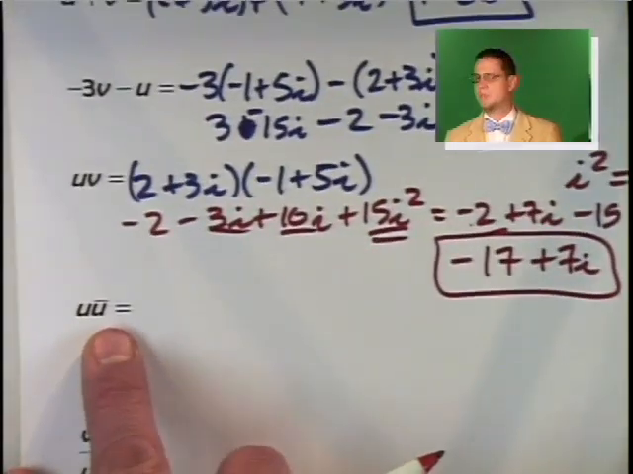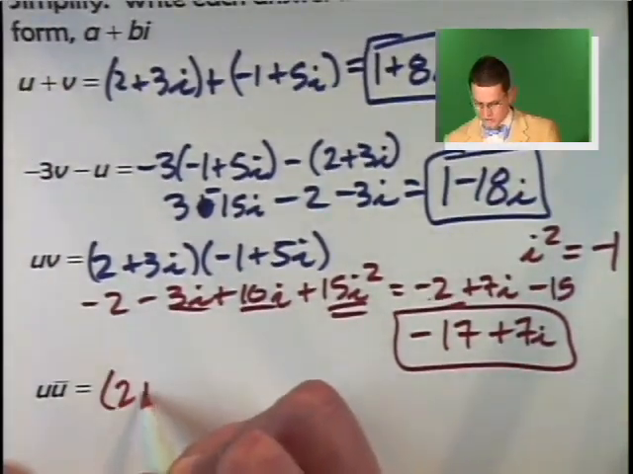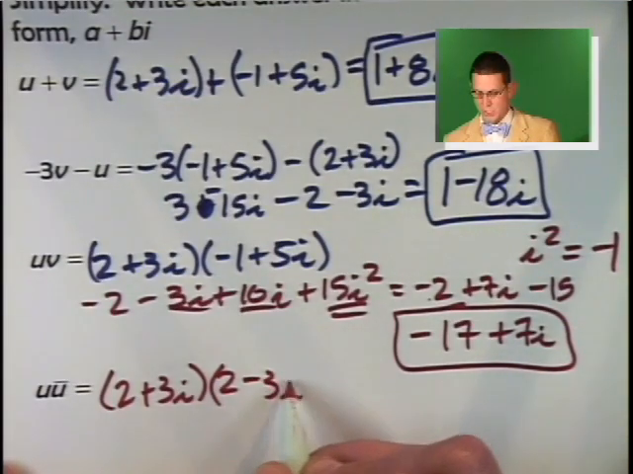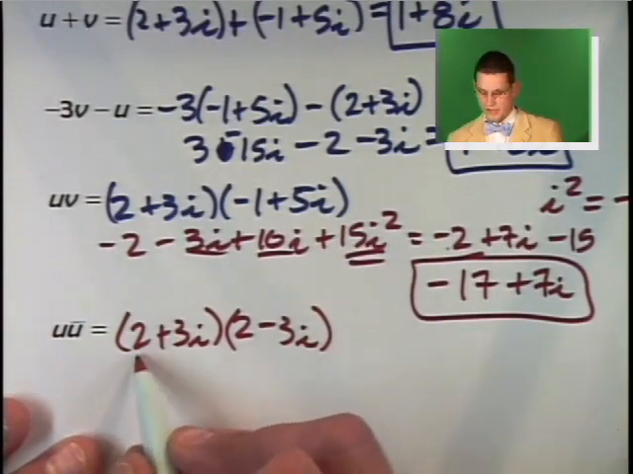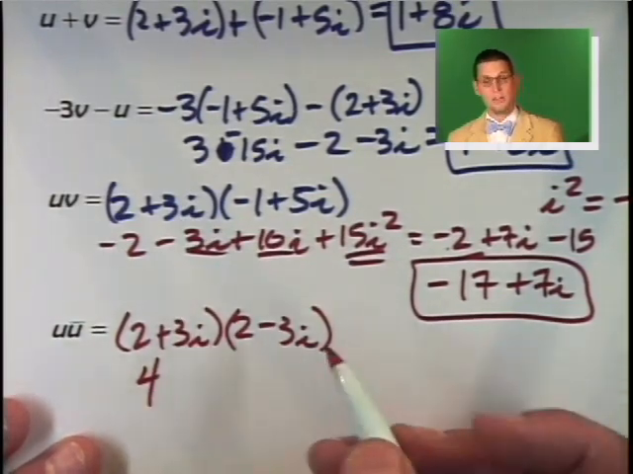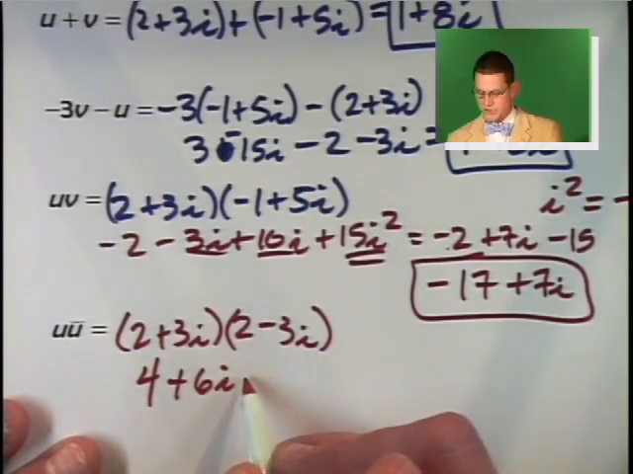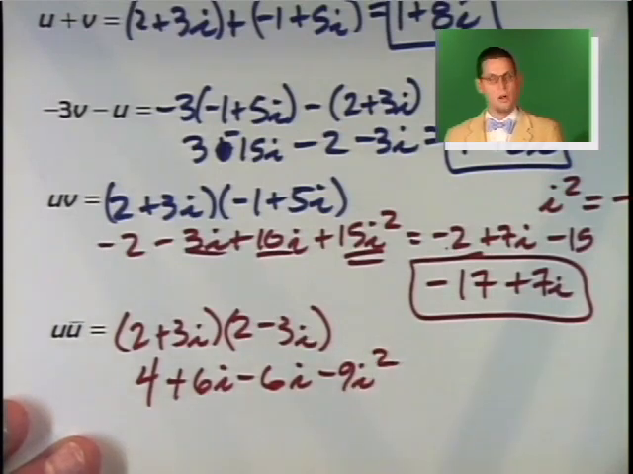What about U times the conjugate of U? That's what U times U bar is. Well, that's going to be 2 plus 3i. That's U. Its conjugate is 2 minus 3i. You change the sign of the imaginary term. Well, we're going to use FOIL again here. 2 times 2 is 4. The product of two conjugates, look what happens to the middle term. You get plus 6i on the outers, and you get minus 6i on the inners, and then we're going to get minus 9i squared on the last.